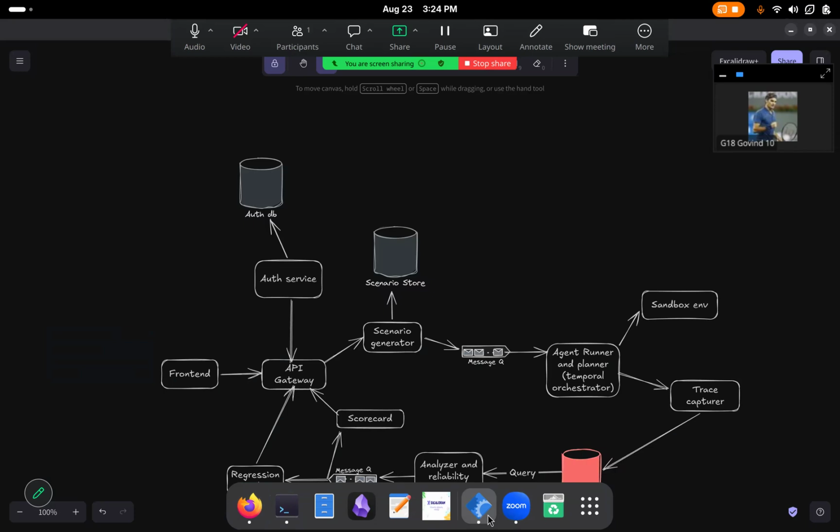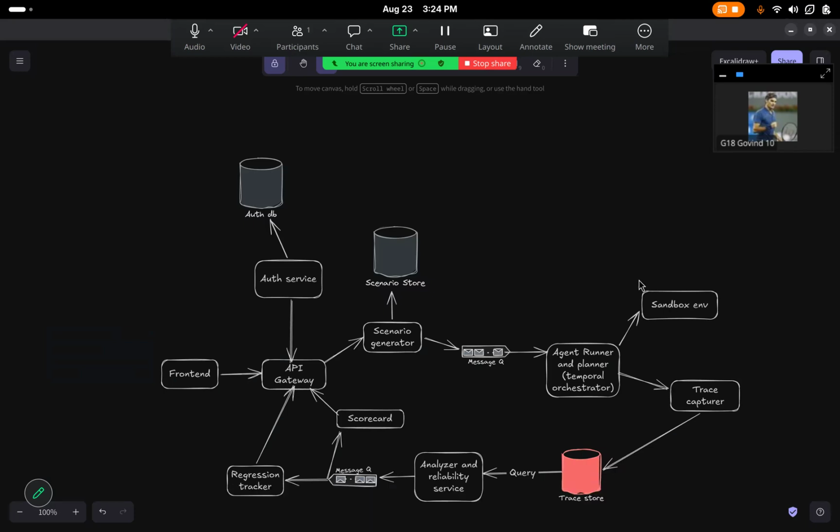Let's look at the architecture of this entire platform. This architecture is intentionally event driven to increase scalability and reliability. The scenario generator takes the agent's system prompt, tool definitions, and task domain and generates adversarial scenarios. These scenarios are persisted in the scenario store and published to Kafka through the scenario jobs topic.